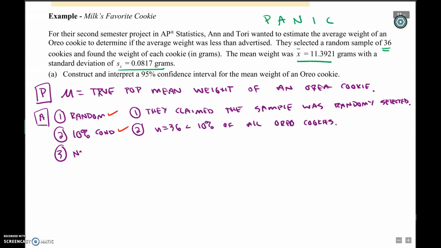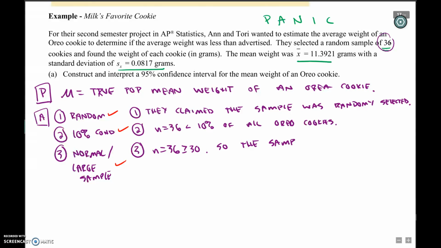Number three, the normal large sample. This is going to check out on this one. Not because the original distribution was normal, not because the sample looks normal, but because I have 36. So n equals 36 is greater than or equal to 30. So the sampling distribution of X bar is approximately normal by the central limit theorem.